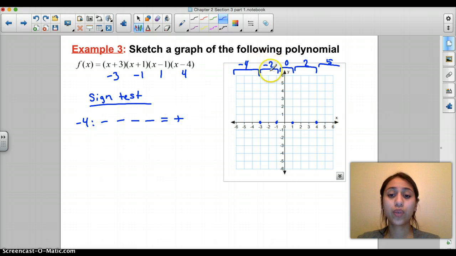So the next value we need to check is the negative 2. Negative 2 plus 3 is going to give us a positive value. Negative 2 plus 1, negative. Negative 2 minus 1, negative. Negative 2 minus 4, negative. Okay, so positive times negative. Negative times negative is a positive, times negative is a negative.